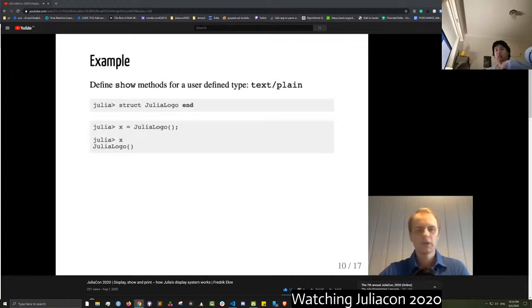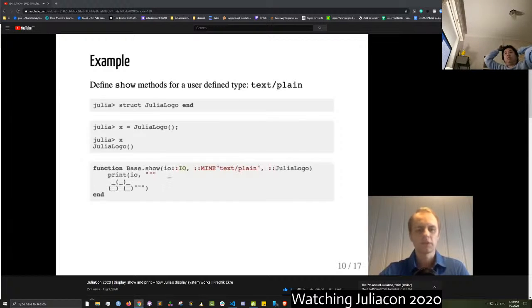So let's define pretty printing for this type. So we define Base.show with this text plain MIME. And then we just print these 3 dots taken from the Julia banner. So now if you look at the object x again, then we see these 3 dots instead of the default output.